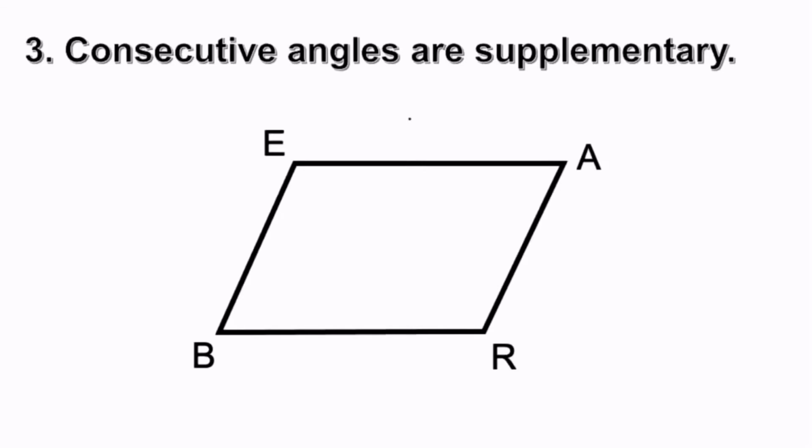Ano-ano ba ang mga ito? Una, angle B and angle E. Sila ay magkasunod na angles ng parallelogram. Kaya, ang measure ng angle B plus measure ng angle E is equal to 180. Bakit nga ba 180 ang sum? Dahil ang consecutive angles ay supplementary.